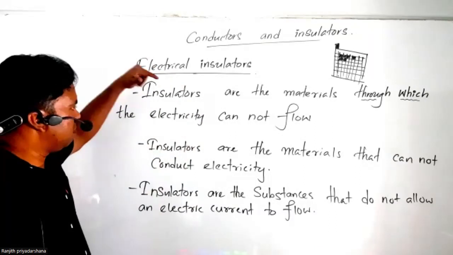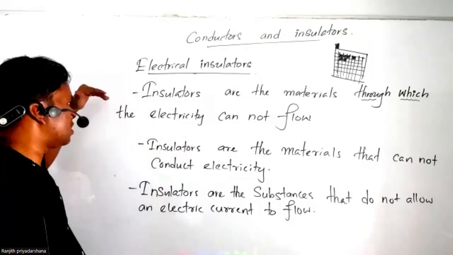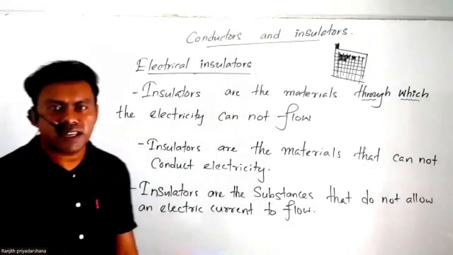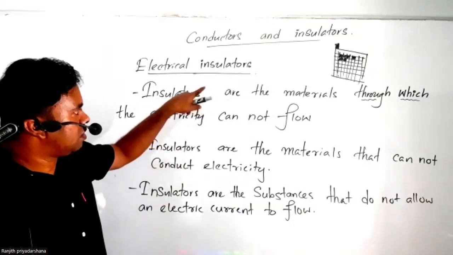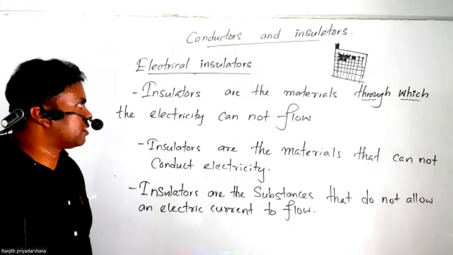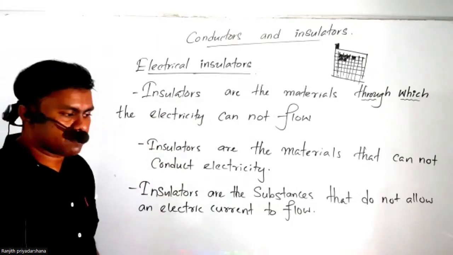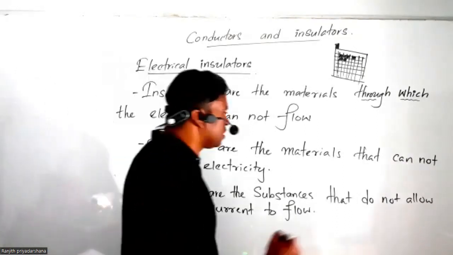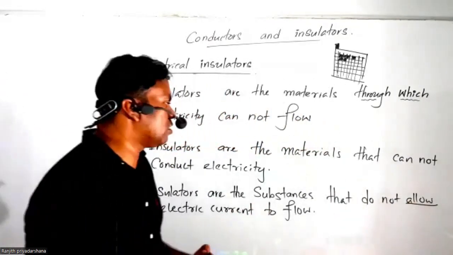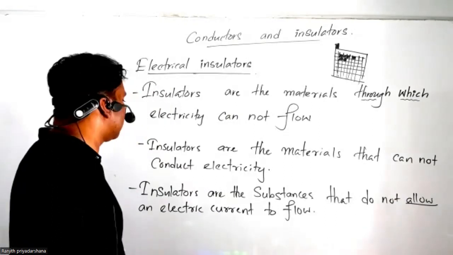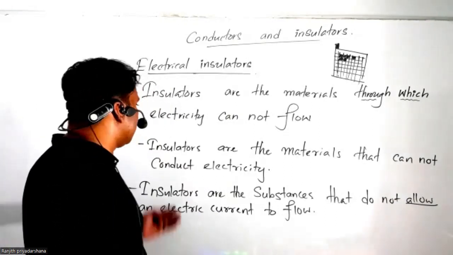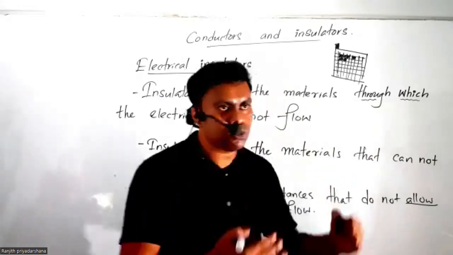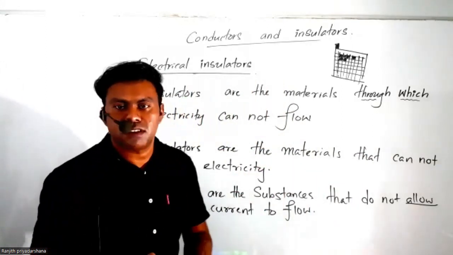The best definition out of them is this one: insulators are the materials through which the electricity cannot flow. Any definition you like is fine, but I prefer this; technically it's correct. Yes, write all three definitions. Here we use the term allow and do not allow. And insulators are the materials that cannot conduct electricity, the simple definition. Here we use an advanced relative pronoun followed by a preposition: through which, in which, of which. That's advanced.